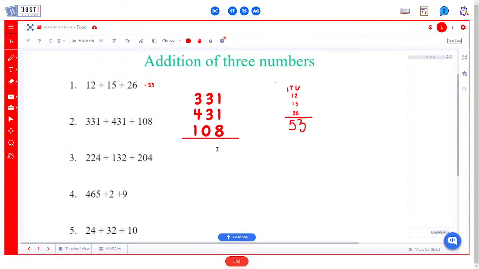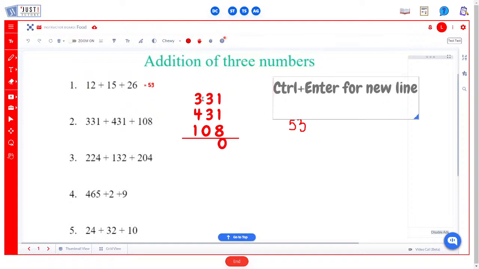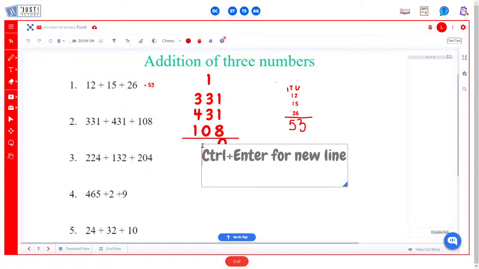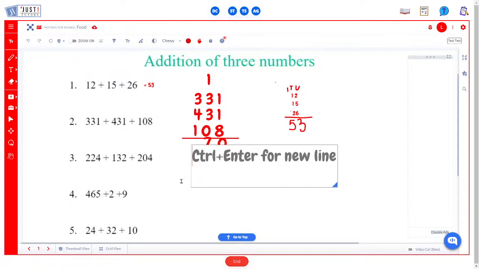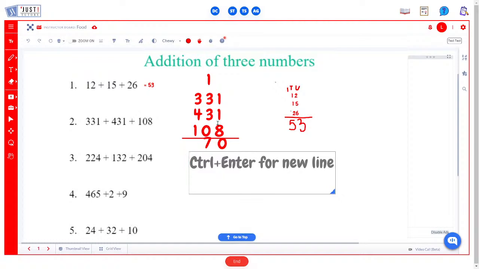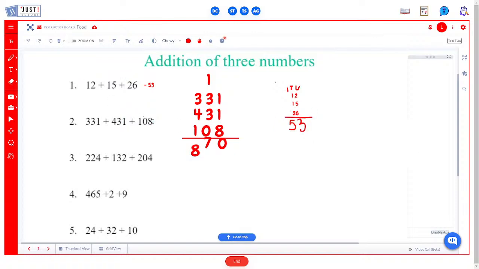Now if I try adding these three numbers, what would I get? 1 add 8 is 9, add 1 is 10. So I would write a 0 and the 1 would go over here on top. Now 3 add 3 is 6, add 1 is 7. So I would put a 7 here. Now 3 add 4 add 1. So 3 add 4 is 7, add the 1 is 8. So I would put an 8. So what is my final answer? It's 870, right? For the second one.